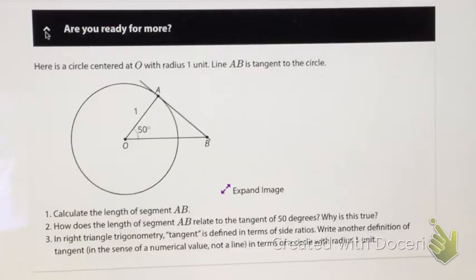Now let's go a little bit beyond that. Ready for more? Here's the more part. We take this radius here in a circle, and the radius there is 1, just so you know, and the angle is a 50-degree angle. That's a central angle right there. And it intersects this line in 2 places.